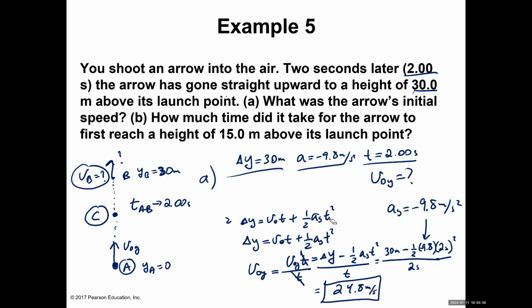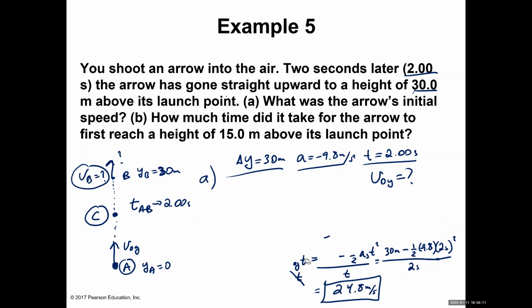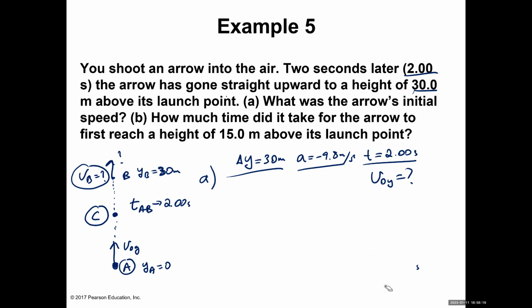But here's the thing, I want to ask you guys. Why does it say how much time did it take for the arrow to first reach the height of 15 meters? Why does it tell you the first time? Does it reach the 15 meters multiple times? It stays there for a moment before it goes down. Not as acceleration changes. No, acceleration, remember, is always fixed. On its way back, it passes the same point.